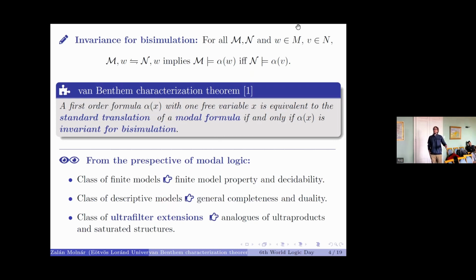They are models for this language with some Stone space, such that the interpretations of the predicates can be only the elements from that topology, but the importance of this gives rise to general completeness and algebraic and topological duality. And the last one, which will be our key point in this talk, is the class of ultrafilter extensions, which are nothing but analogs of ultraproducts and such structures in first order logic, but these constructions here live in modal logic.